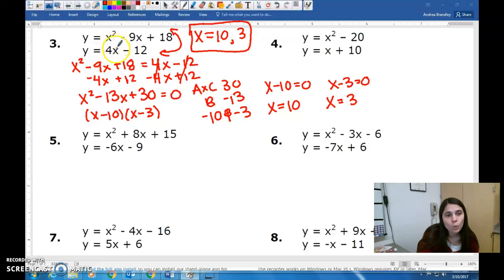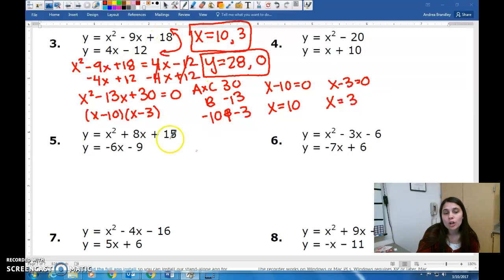4 times 10 is 40. 40 minus 12 is 28. So y equals 28. Then when I plug my 3 in, 4 times 3 is 12. 12 minus 12 is 0. So y equals 28 and 0.